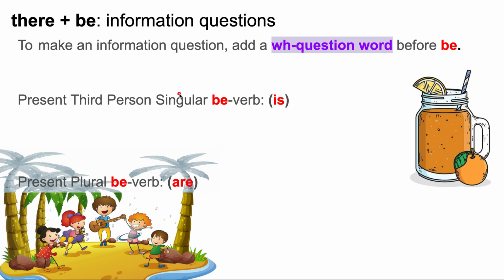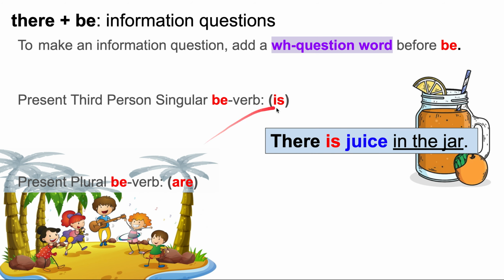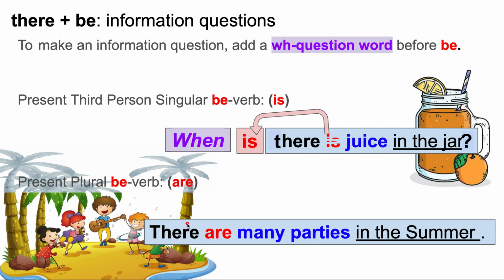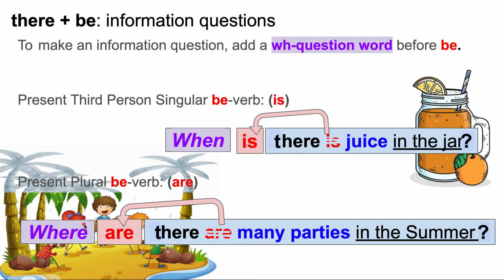And remember, the singular of the be verb is is, and the plural of the be verb is are. So, there is juice in the jar. Yes, no question: Is there juice in the jar? WH question: When is there juice in the jar? Now let's look at a plural be verb. An example with the plural be verb are. There are many parties in the summer. Yes, no question: Are there many parties in the summer? WH question: Where are there many parties in the summer?